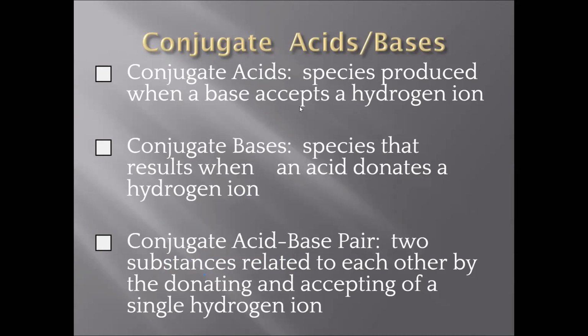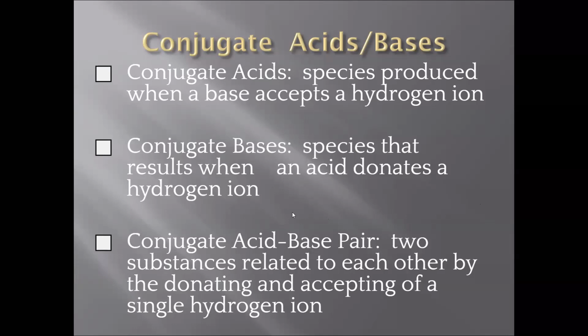A conjugate acid is something, we call it a species, but really it's a substance produced when a base accepts a hydrogen ion. So in this case, we are talking about what's going on in the products instead of what's going on in the reactant. And a conjugate base is a species or a substance that results when an acid donates a hydrogen ion. So it's the thing that forms in the product after the acid donated its hydrogen ion.